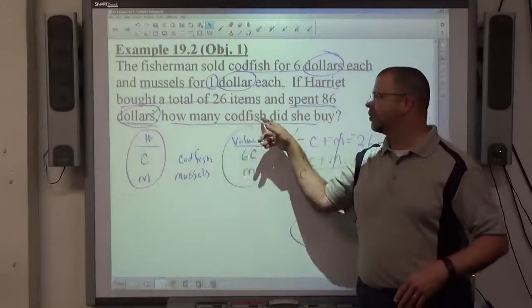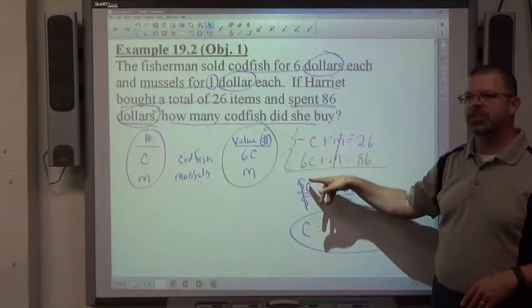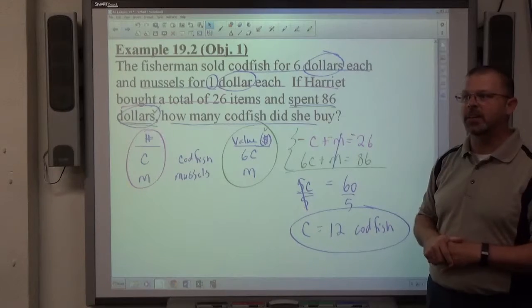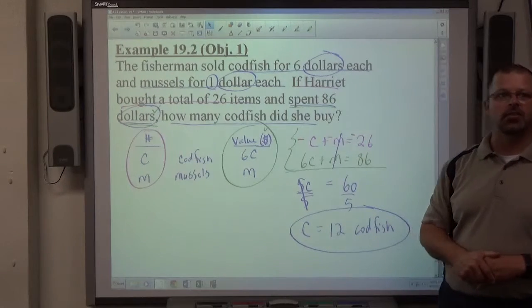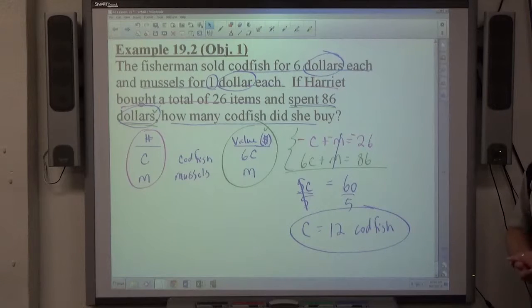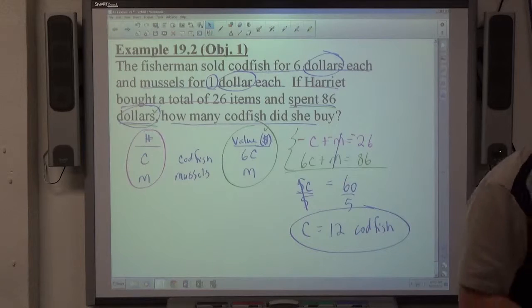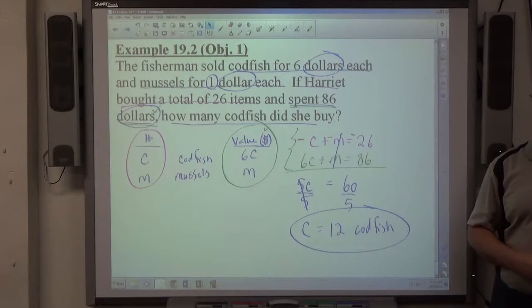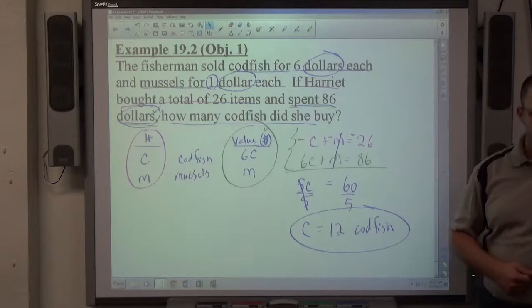If it said how many mussels did she buy, it would have made sense to get rid of C instead of M here, even though M is gotten rid of very easily. It would have made more sense to get rid of C in that situation. So we just find M when we move on to the next problem. If they ask for both, it doesn't matter. Find the one you get rid of easier. But again, if you look at the problem and think through it before you start, you might be able to cut a few steps away to make it easier on yourself.